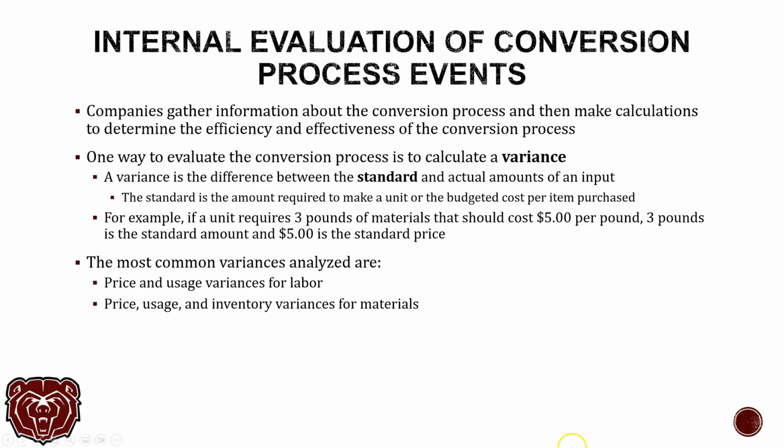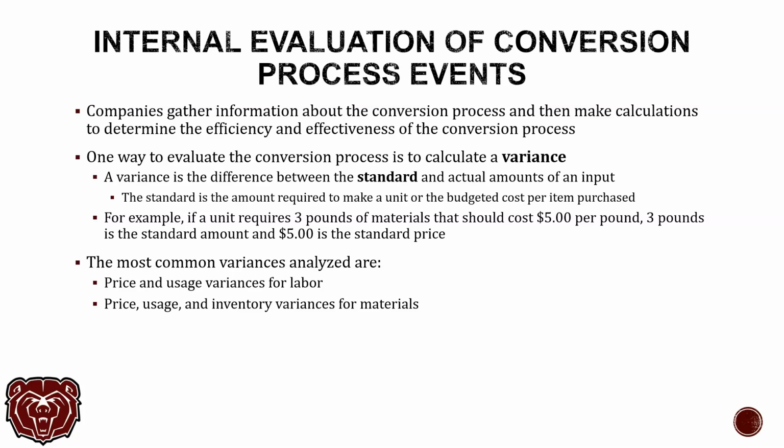So one thing to note, variance. A variance is the difference between your standard and the actual amount of the input, right? So the standard is basically what you've budgeted, okay? So it's either going to be the amount that is required to make a unit. Let's say it takes 3 processors to make a phone. I don't know, I'm not an IT guy. Well, that is your standard. If you use 4 processors to make a phone, if you have to for whatever reason, then you've exceeded the standard, right? Your variance would be a +1.